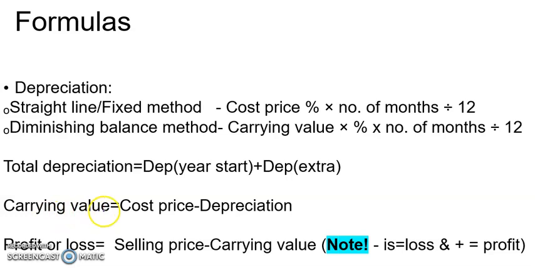Our carrying value is our cost price minus depreciation. And the carrying value, remember, is the one that we're going to need for calculating the diminishing balance method. Lastly, our profit or loss is calculated by our selling price minus carrying value. Please note that a negative in the calculator is equal to a loss and a positive is equal to a profit.